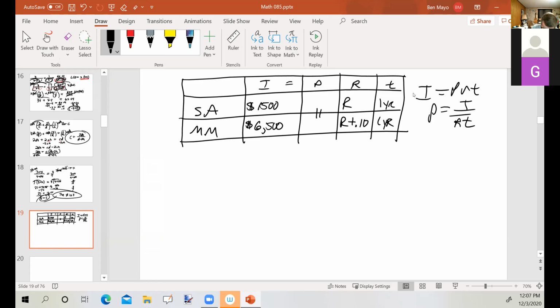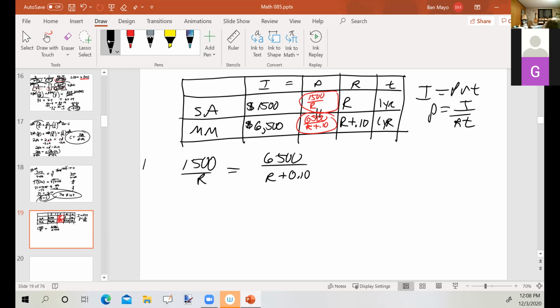So this principal would be 1,500 divided by R times 1, which is still R. This would be 6,500 divided by R plus 0.10, all times 1, which is still the same thing. So what we get is this equation: 1,500 divided by R equals 6,500 divided by R plus 0.10. Basically we set everything equal to the principals because the principals were equal. So now it's just like the last problem.